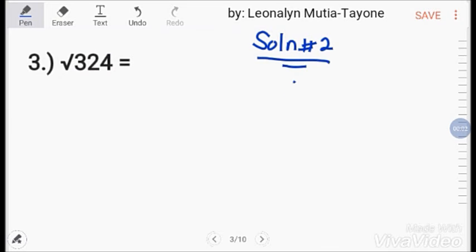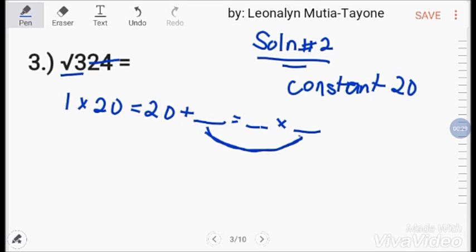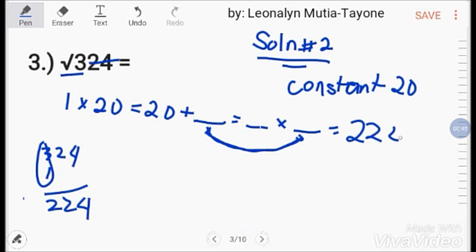Solution number 2. Again, tinatawag nating constant 20 kasi mag-multiply tayo ng 20. Yung last 2, wag mo na yan. Itong 3, square root ng 3 hindi pwede, so pababa ka. So, yung 1 ang may perfect square. Yung 1, i-multiply mo ng 20 equals 20. Tapos, mag-add ka, at yung i-multiply mo, dapat itong dalawa ay pareho, equals 324 minus 1. Ito lang i-minusan mo ng 1, and that is 224. So, dapat 224.